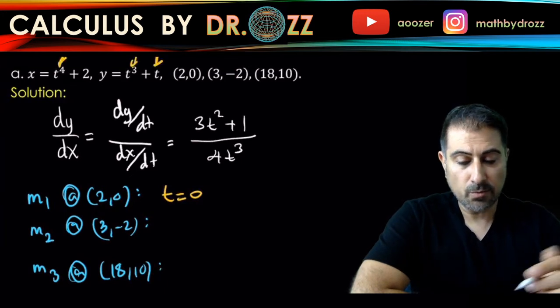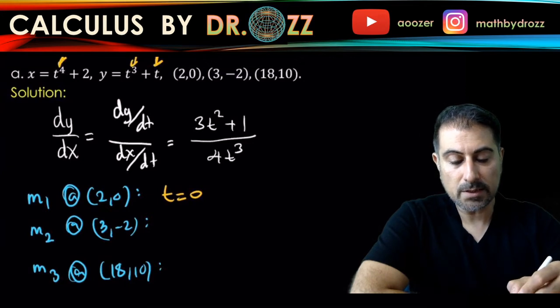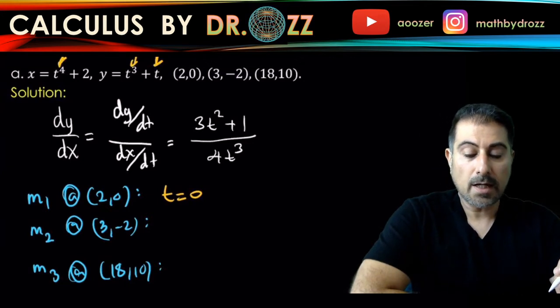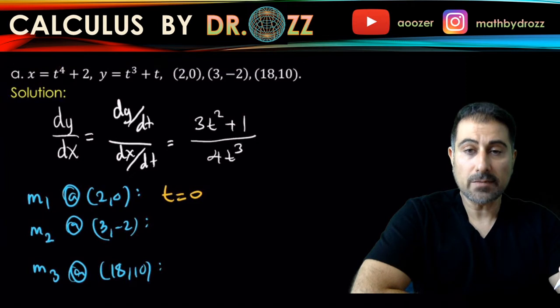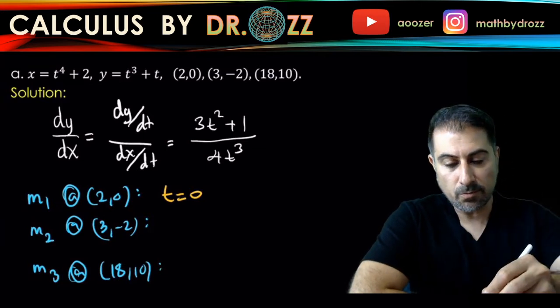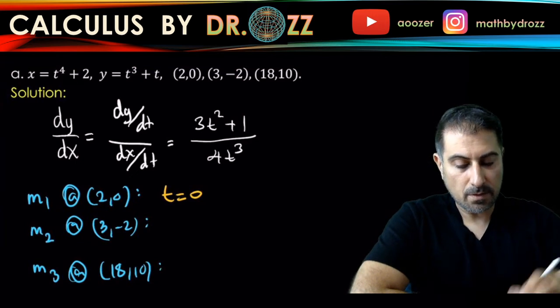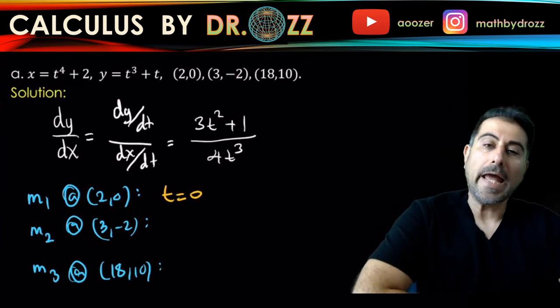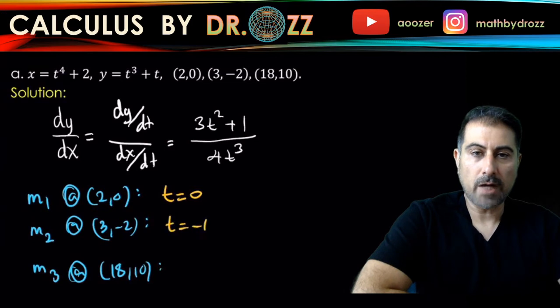And for the second point, let's see what t could be. I want x to be 3 and y to be -2. To make x 3, t has to be either -1 or 1. But in the meantime, I want y to be -2, so I think t equals -1 is a better choice. In fact, you get x equals 3 and y equals -2.